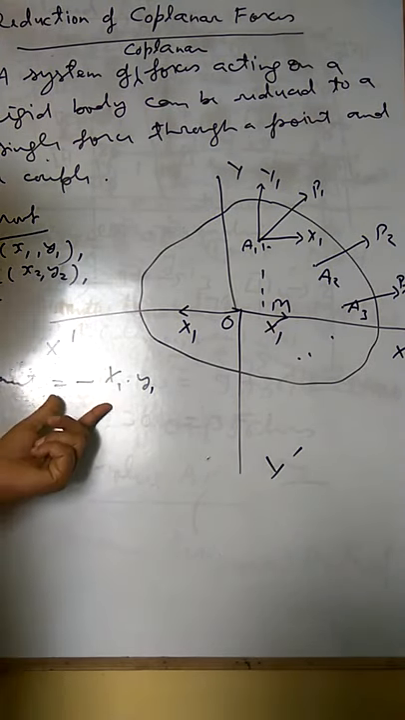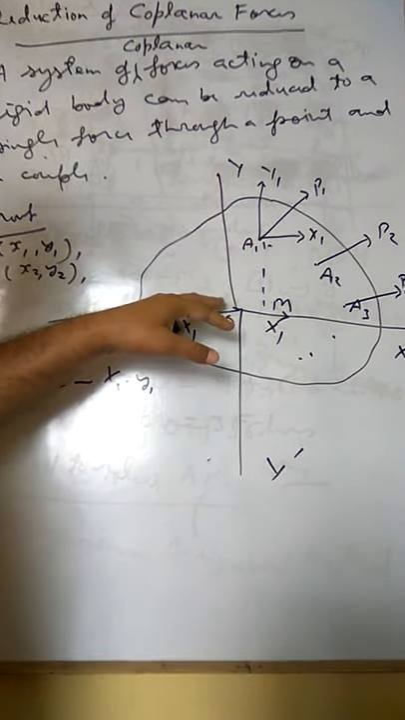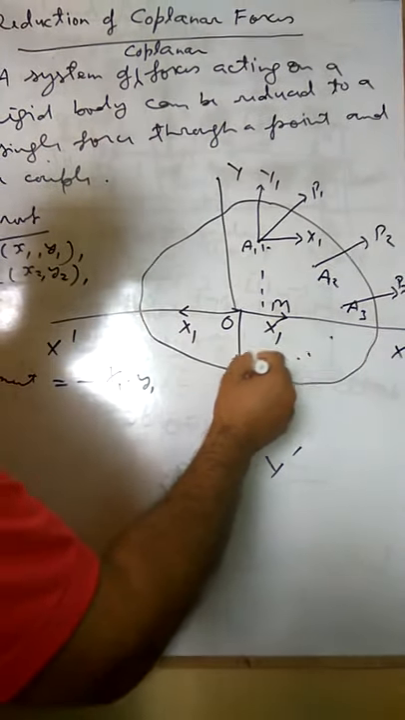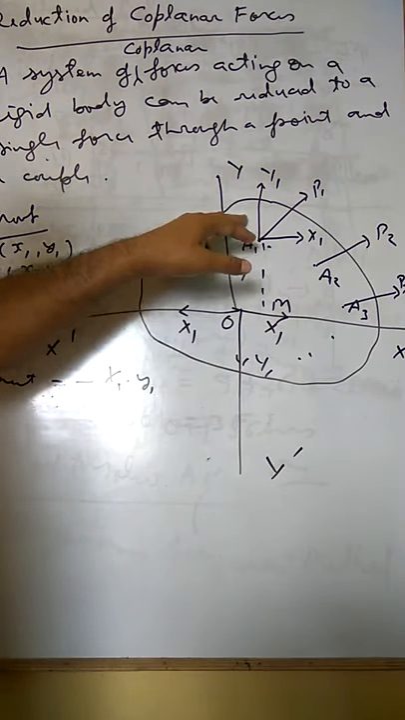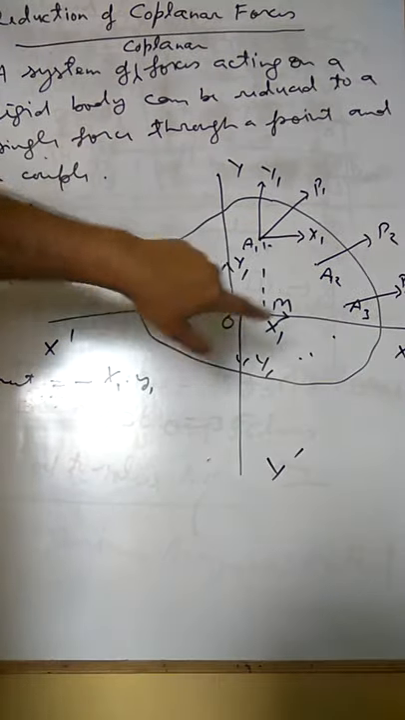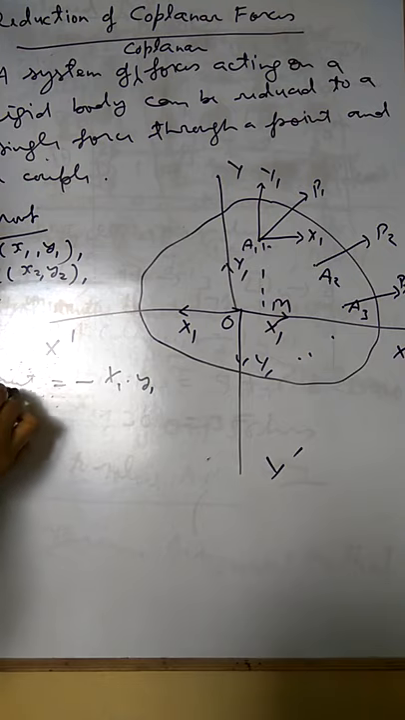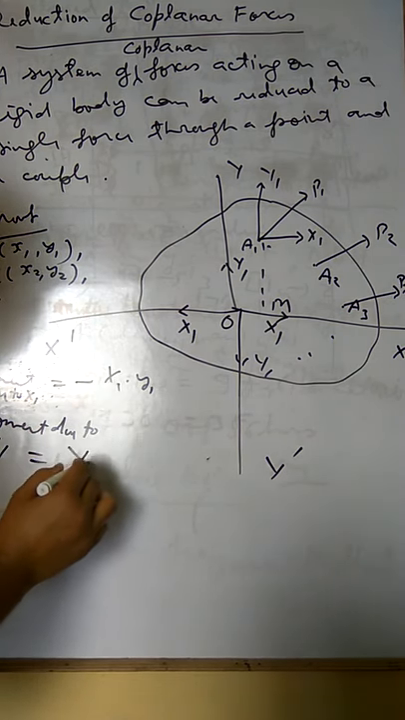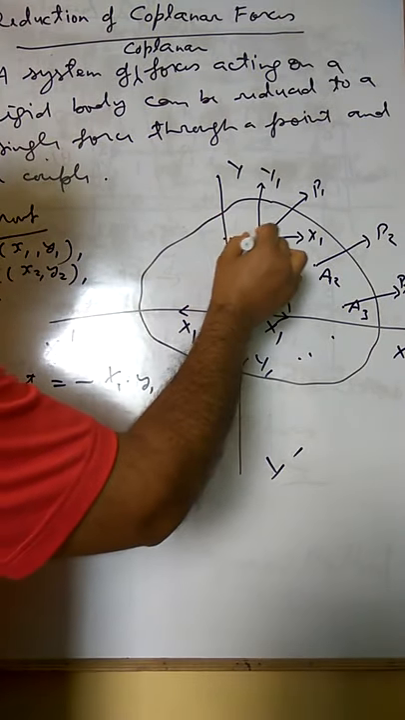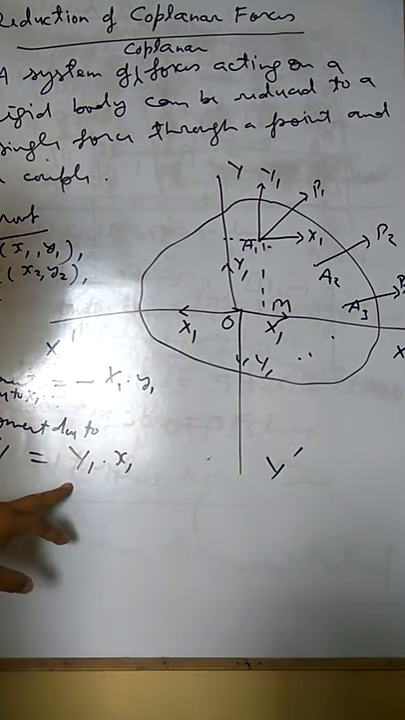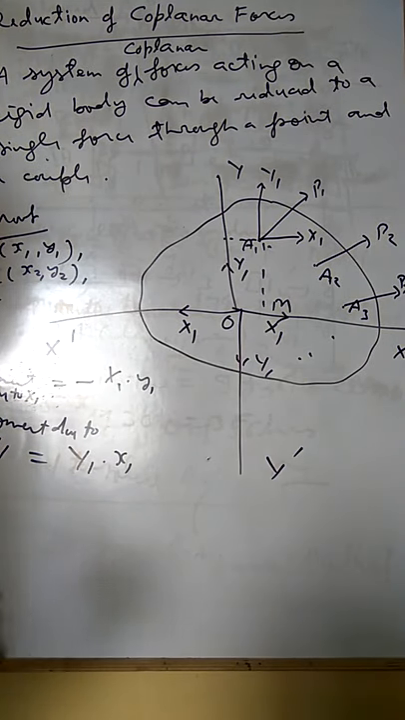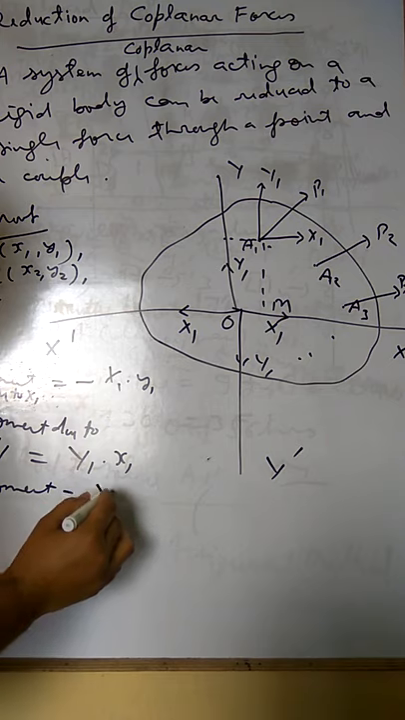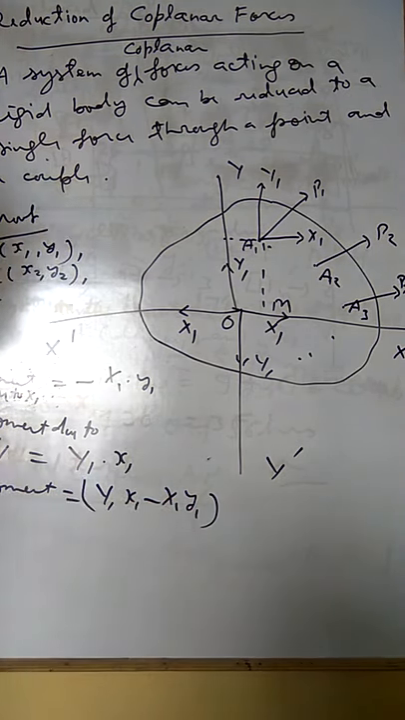Also, we can introduce forces y1 in the OY direction and y1 in the OY dash direction. This force y1 and this force y1 will make a couple tending to move the body in anti-clockwise direction. So its moment will be y1 into x1, because x1 is the distance between these two y1 forces, and it is tending to move anti-clockwise, so it is a positive sign. So the total moment due to x1 and y1 is equal to y1 x1 minus x1 y1. This is the first thing.